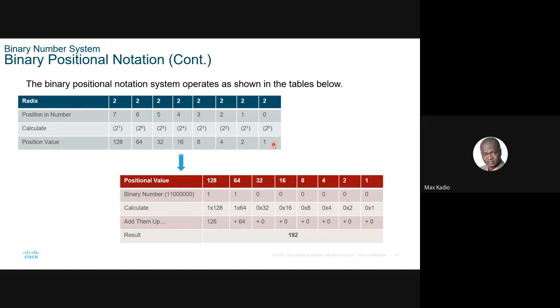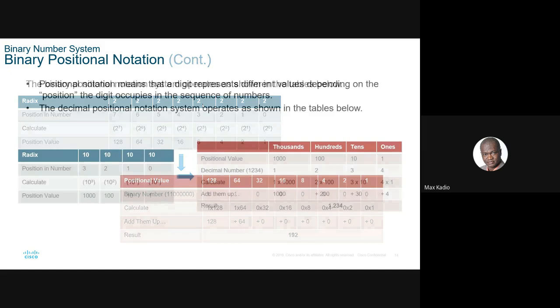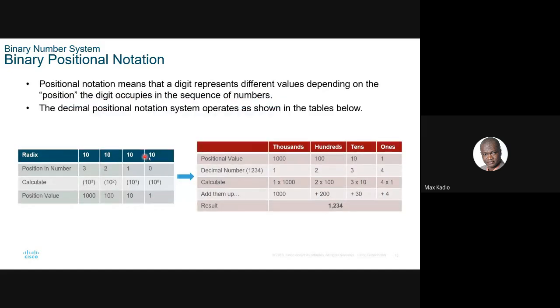Now let's go for base 10. So this one is base 2. We have 2 elements, 0 or 1. If it goes to base 10, the radix will be 10 because it's base 10. Everything will be 10. Now we have a position in number. We always start from right to left. Position 0, position 1, 2, 3. You can go further if you want to.